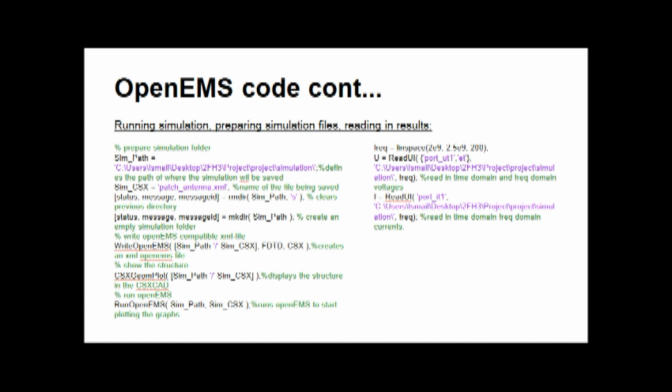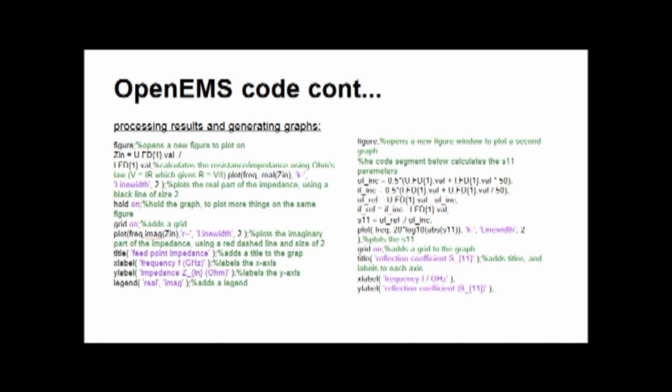The next part of the code is where we ran our simulation. One thing to notice is where we defined our U. So U is our voltage and I is our currents, which obviously we'll be using for our calculations later on. The next part is where our results were processed. We calculated our reflection coefficient and impedance. I'll be talking about the results later, but one thing I want to show you guys is the output of the CSX CAD.